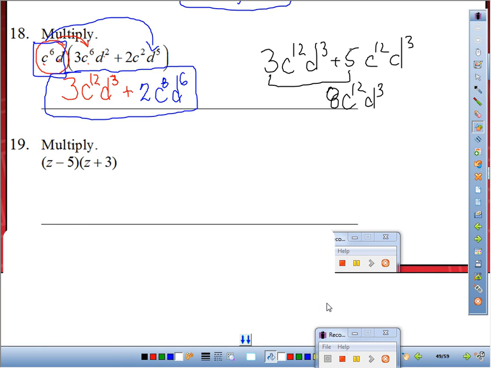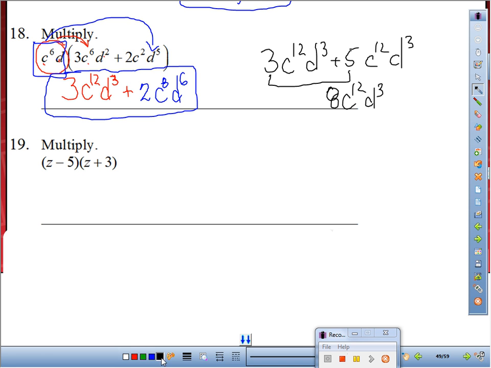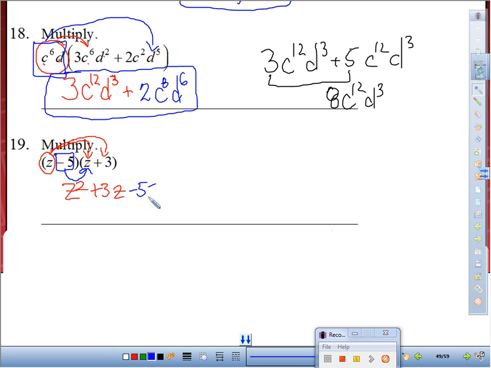It says multiply. So here we go. So here, we're going to use distributive property. I'm going to start with the first term. First term is z, and I'm going to distribute to these two. So what is z times z? Z squared. Z times 3, 3z. I'm done with that term, so I'm going to multiply the second term times these two. So what is negative 5 times z? Negative 5z. And negative 5 times positive 3, that's negative 15.